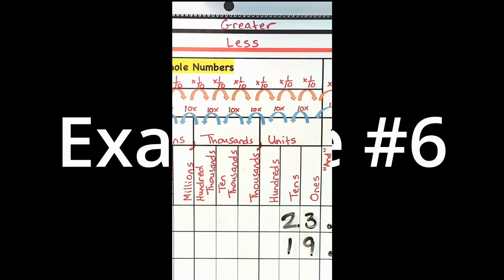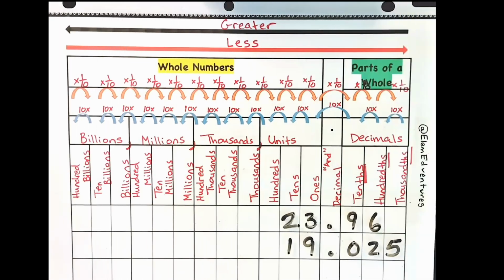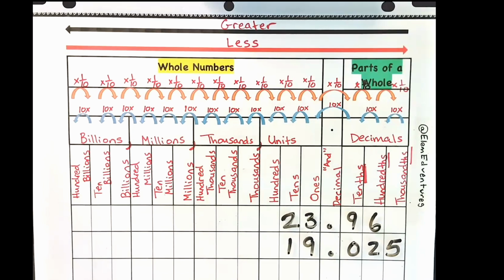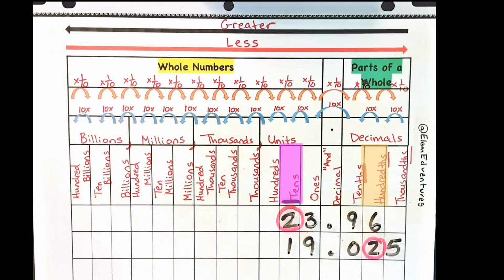Here I have the numbers 23 and 96/100ths. I also have 19 and 25,000ths. I want to compare the digit 2 in both these numbers. In 23 and 96/100ths, the 2 is in the tens place. The digit 2 in 19 and 25,000ths is in the hundredths place.